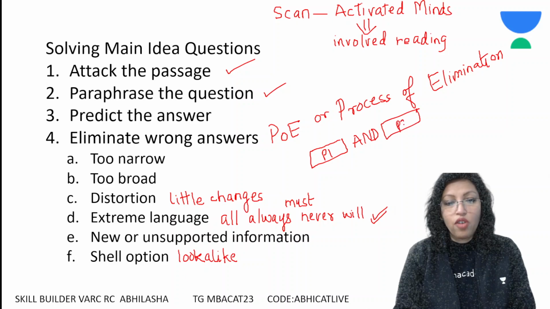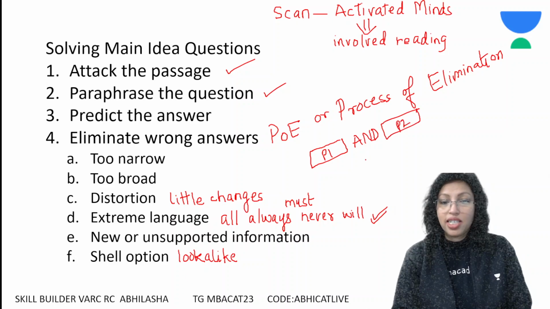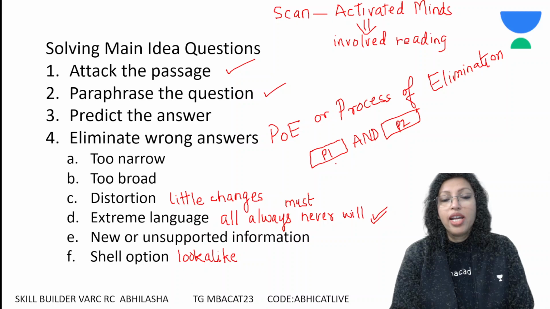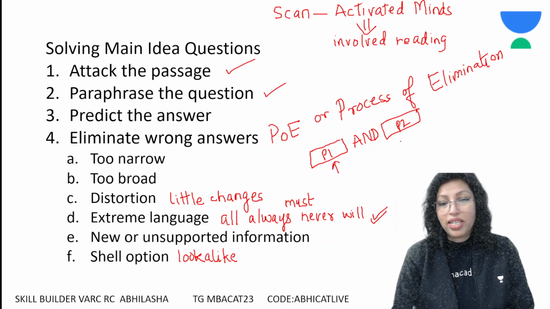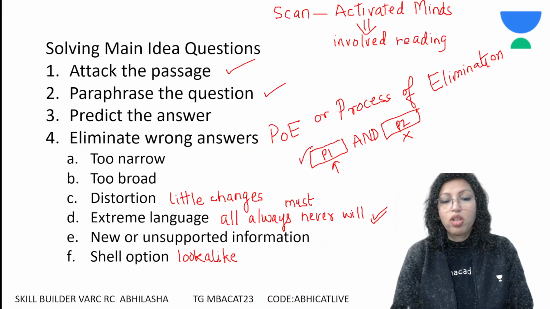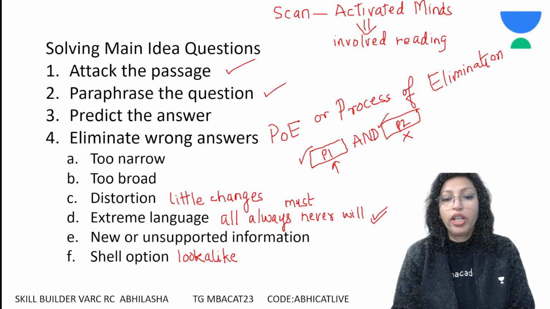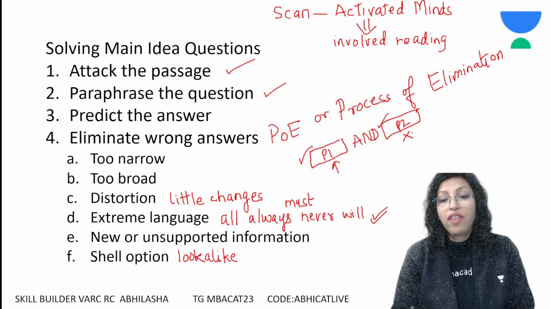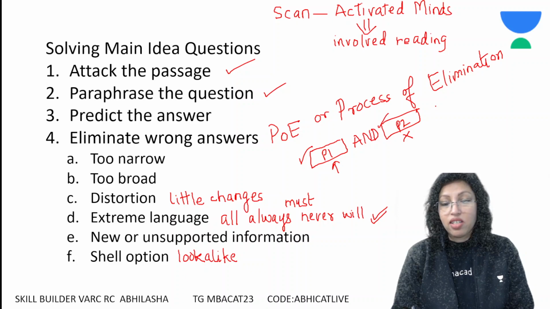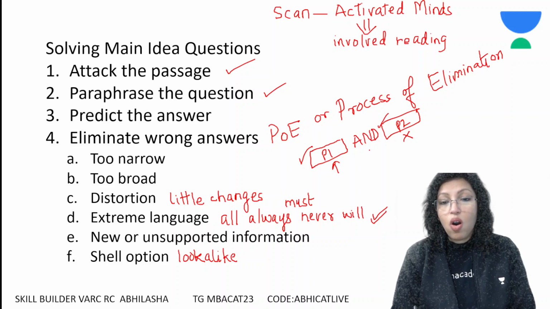Now when we were talking of the new or unsupported information, this is something that you have to pay attention to. Generally what happens is that point 1 will be something that's mentioned in the passage and point 2 will be something that's not mentioned in the passage. But what we do is our mind tells us that because point 1 is already mentioned, so point 2 must also be mentioned. And we mark this as the right answer. But this is not the right answer.